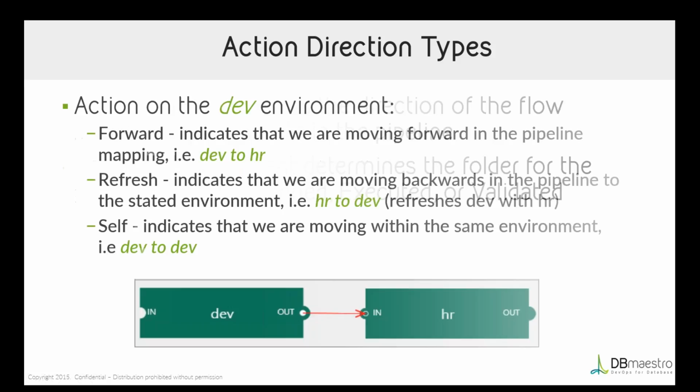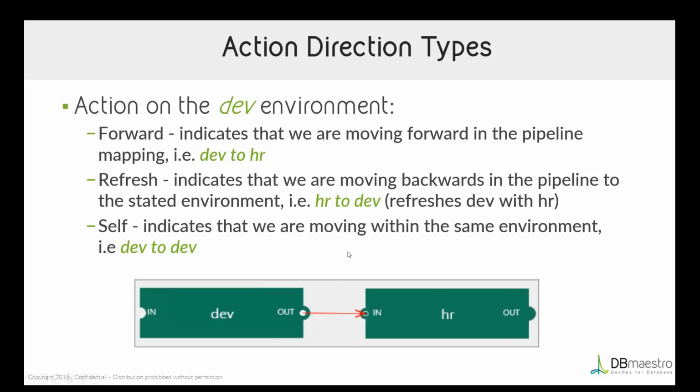In this example, I have dev to HR. One action is called forward, which means I go from dev to HR, going forward by the direction of the arrow. We also have a refresh action. In this case, it would go from HR to dev, so it goes backwards from the arrow. This allows you to make a refresh. Maybe you have changes coming in from multiple teams into one environment and you merge the changes. Now you can take the merged changes and refresh them back to the original copies. That's what the refresh action does.